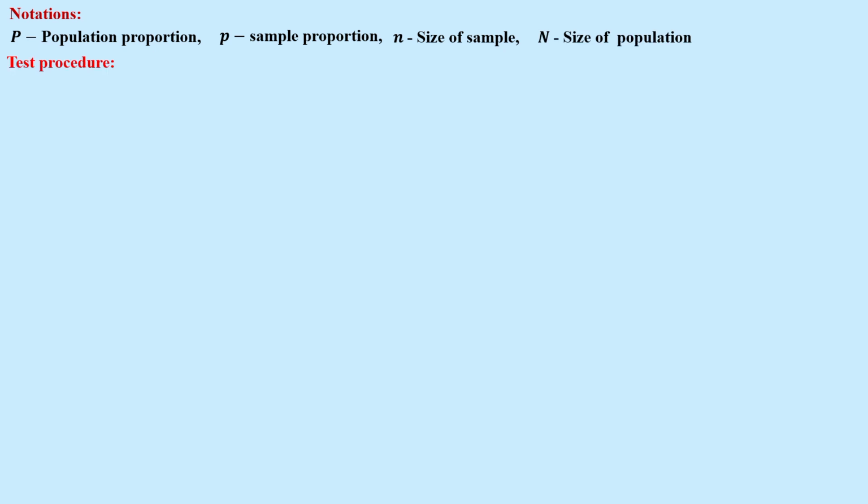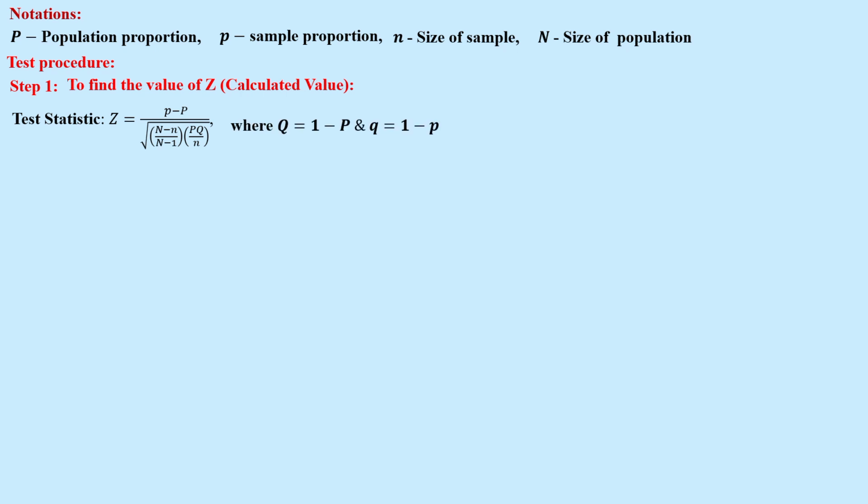Next, the test procedure. Step 1, find the calculated value of Z. So we are going to use the test statistic: Z is equal to p minus capital P divided by root of (capital N minus n by capital N minus 1) into PQ by n. Here Q is equal to 1 minus P; small q and capital Q both are.